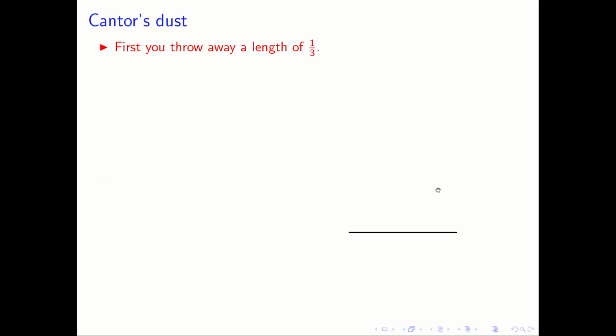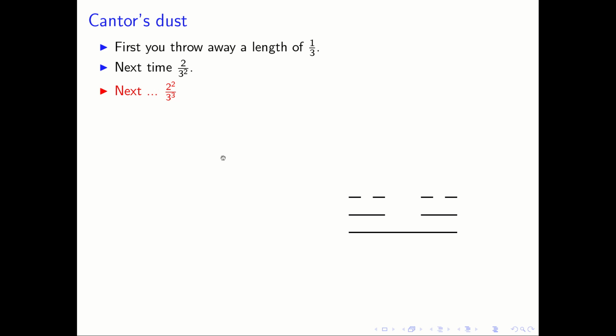Well, how long is the Cantor dust? Or how big is it? First you throw away a length of 1/3, right? Next time, you throw away 2 pieces, each of length 1/3 square, so 2 by 3 square. Next time you throw away 4 pieces, each of length 1 by 3 cube, so 2 square by 3 cube.